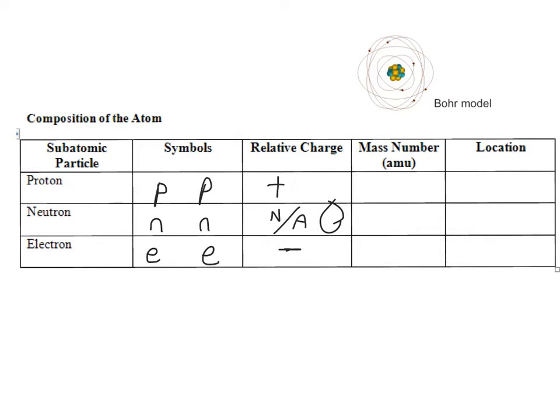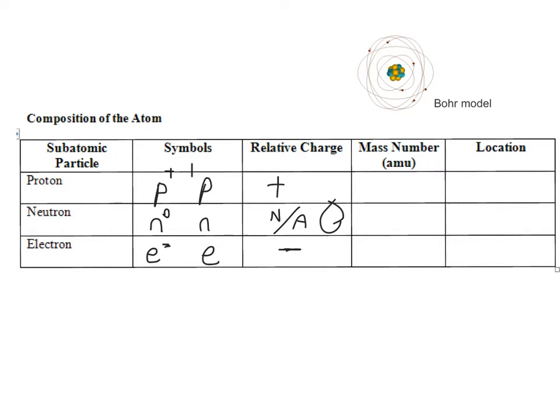So a proton isn't just P, it's a P with a little plus in the upper right-hand corner. A neutron isn't just N, it's N with a little 0 in the upper right-hand corner. An electron isn't an E, it's E with a negative in the upper right-hand corner. These are going to be the most common abbreviations that you're going to see. I'm going to go ahead and give you three more. You're going to understand them a little bit better in just a second.